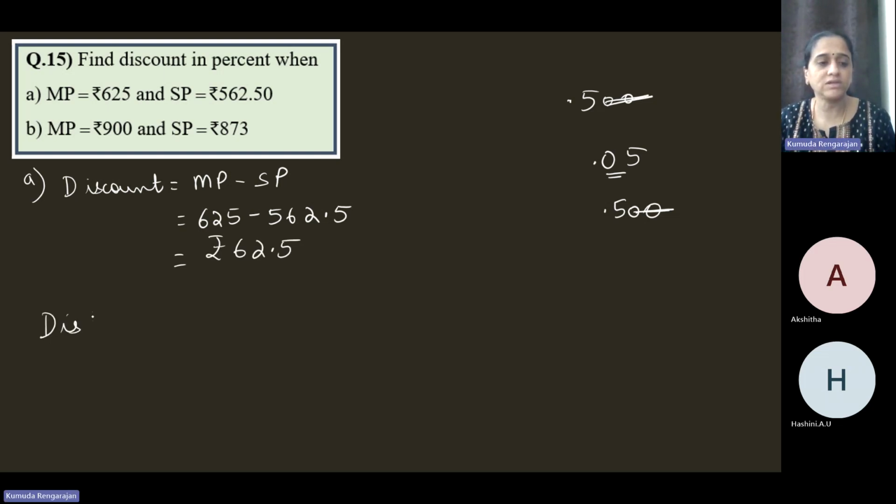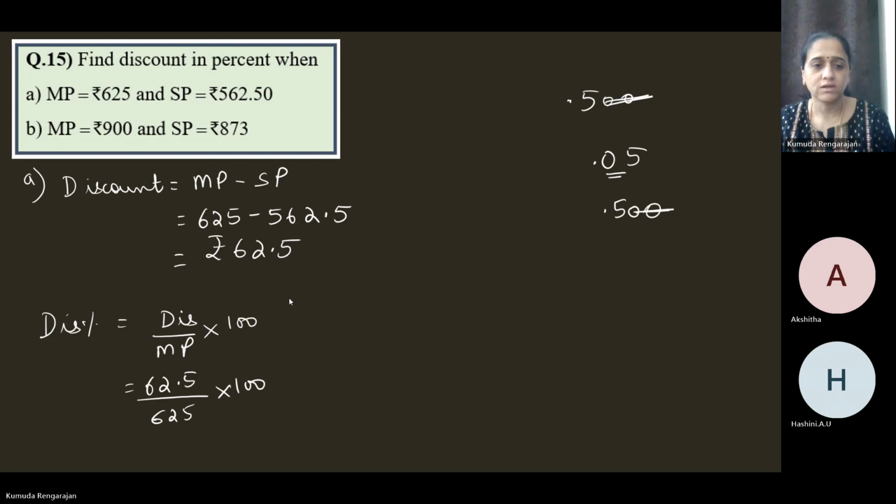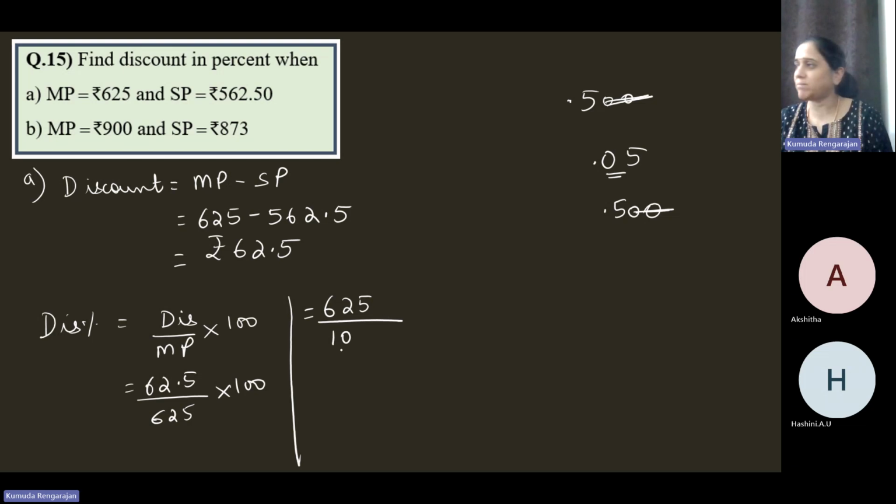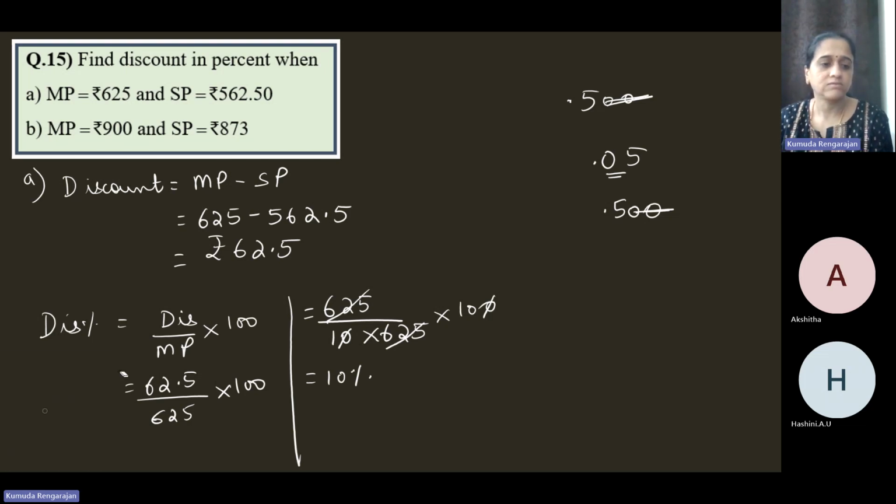And how do you find the discount percentage? Discount divided by the marked price into 100. 62.5 divided by 625 into 100. Do you want to shift the decimal point? We'll do it. So it will become 625 by 10, right? When you shift the decimal point, it will be 625 by 10. Then that 625, which is already there in the denominator, into 100. 10%. Discount percent is 10%. Very good. Okay.